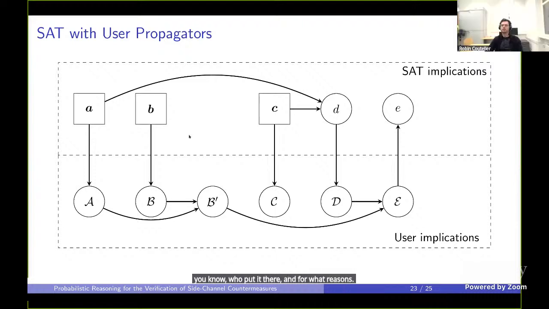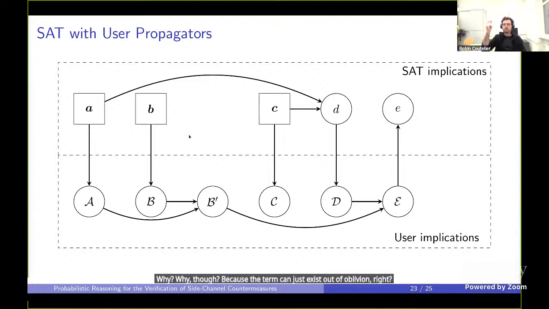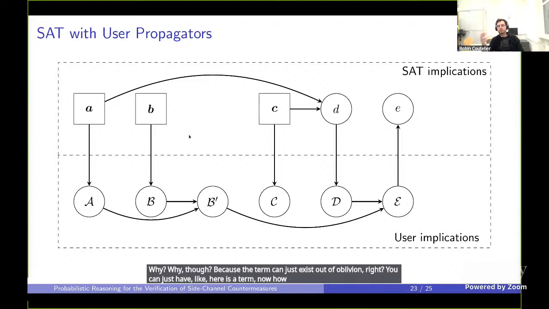Why though? Because the term can just exist out of oblivion, right? You can just have, here is a term. Now, how do you prove that this is equal? This is the business of the proof in conflict analysis.